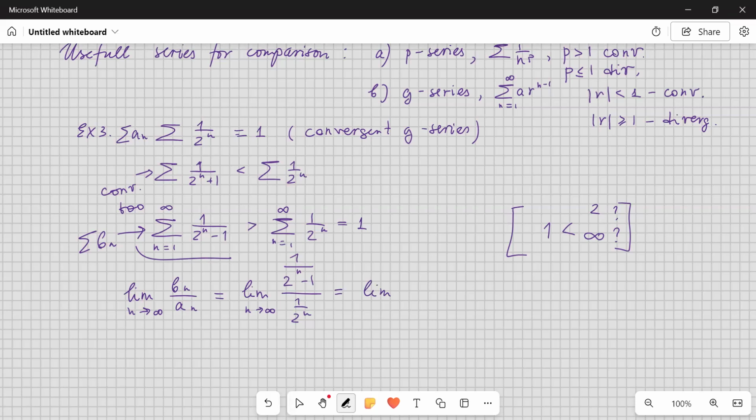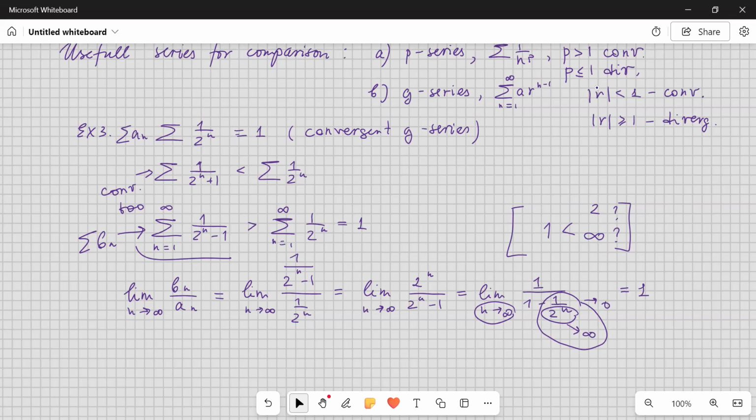Let's simplify it a little bit. Flip over this fraction: 2 to the power of n over 2 to the power of n minus 1, n goes to infinity. And I'm going to divide by 2 to the power of n, numerator and denominator. So it's 1 over 1 minus 1 over 2 to the power of n. I'm trying to calculate this limit. What I see is that when n goes to infinity, this will go to infinity and the fraction will go to 0, and 1 over 1 is going to give me a limit equal to 1. So I see that at infinity, these series are very close. The limit of them is equal to 1.